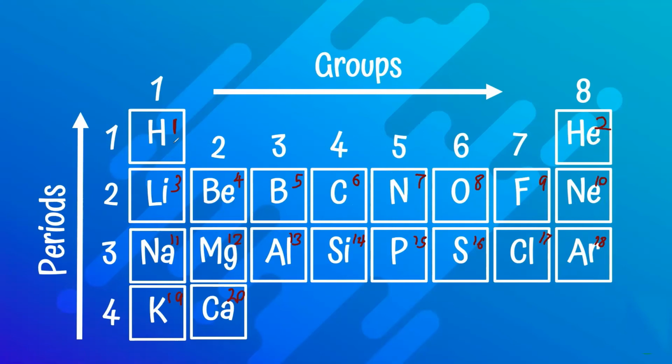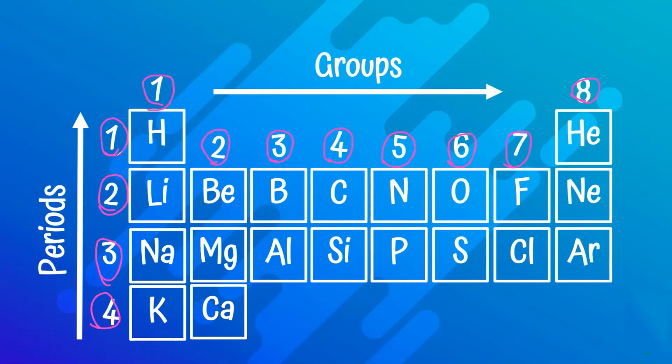So by this we can conclude that the number of protons in hydrogen and the number of electrons in hydrogen is 1. Here 2, 3, 4, 5, 6, like that. And this is the first group, this is second, third, fourth, fifth, sixth, seventh, and this is the eighth group. The horizontal ones are periods and the vertical ones are groups. This is fourth period, third period, second period, first period.